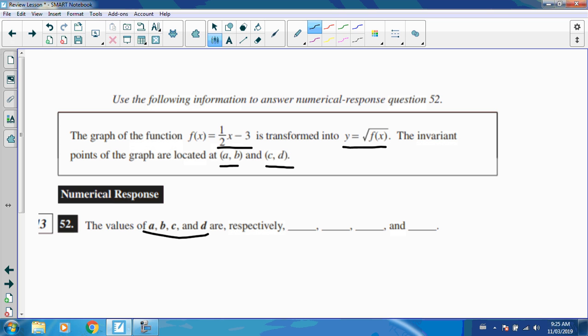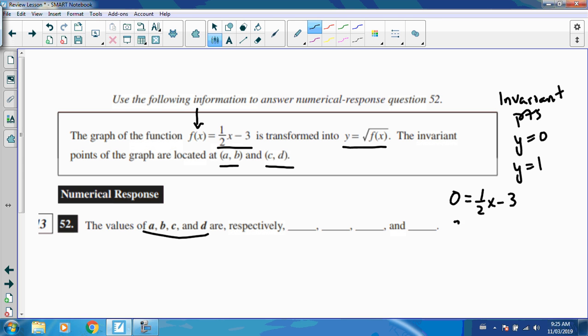All right, so again, the same idea of invariant points occurring at y equals 0, which are x-intercepts, and at y equals 1. So all I'm going to do is put those into my function and see what I get. So 0 is 1/2 x minus 3, add 3, and then I would times this by 2 to cancel out that down there, times this side by 2, and I would get 6. So x is 6 when y is 0.